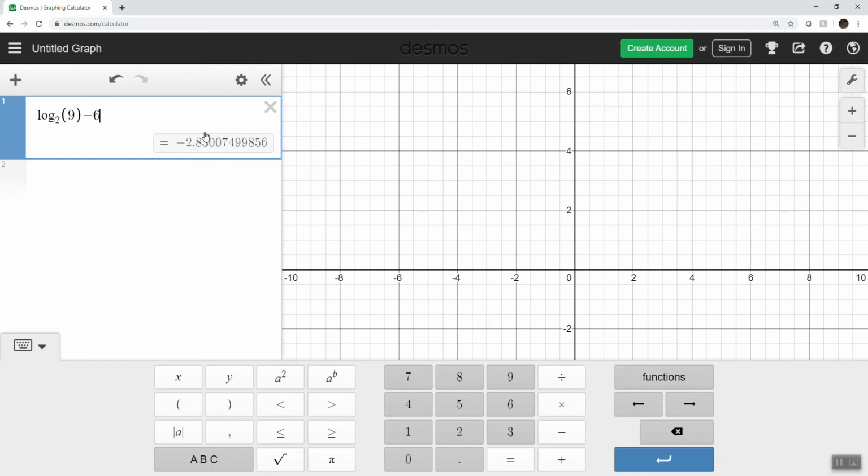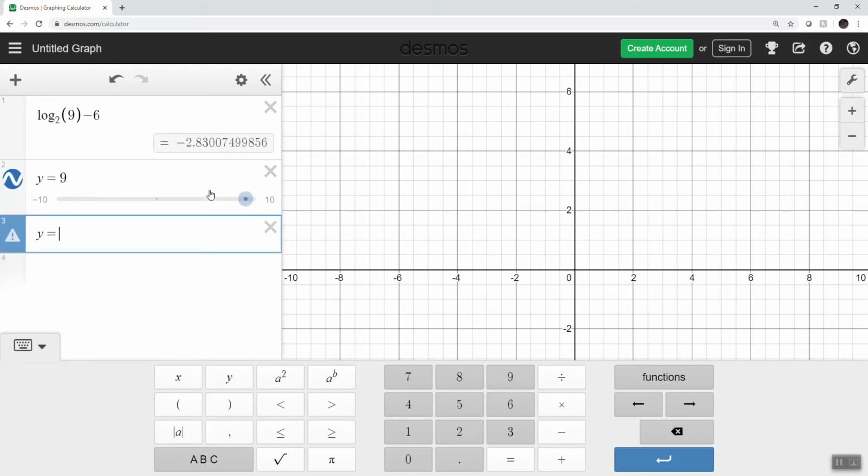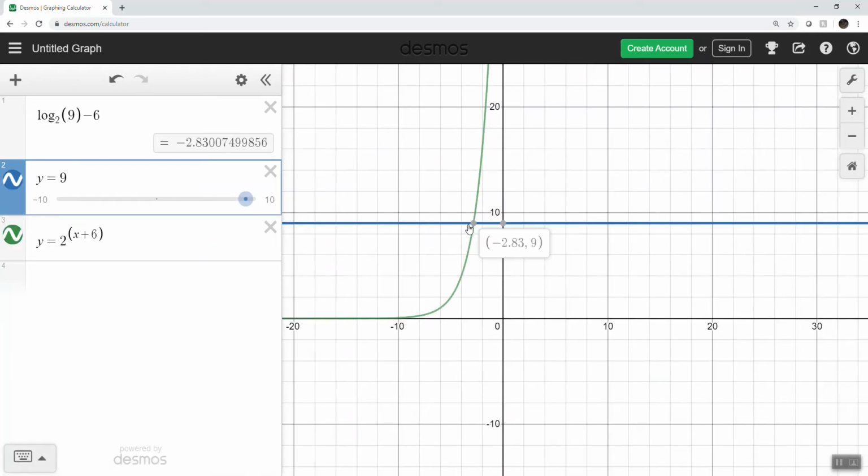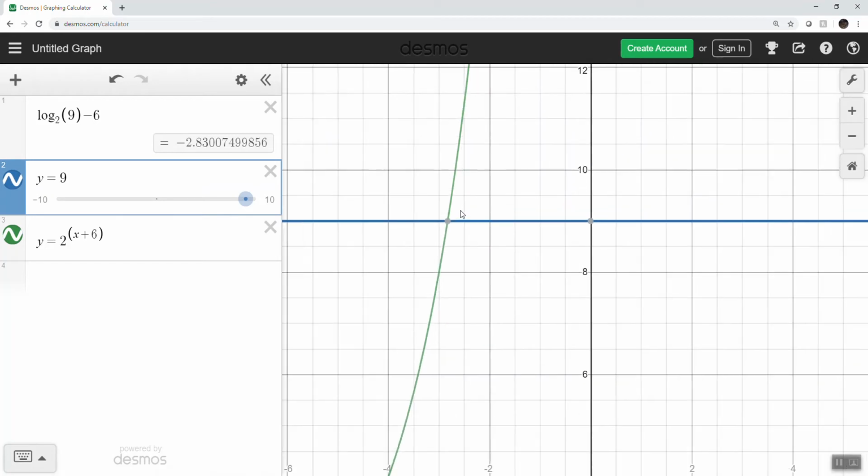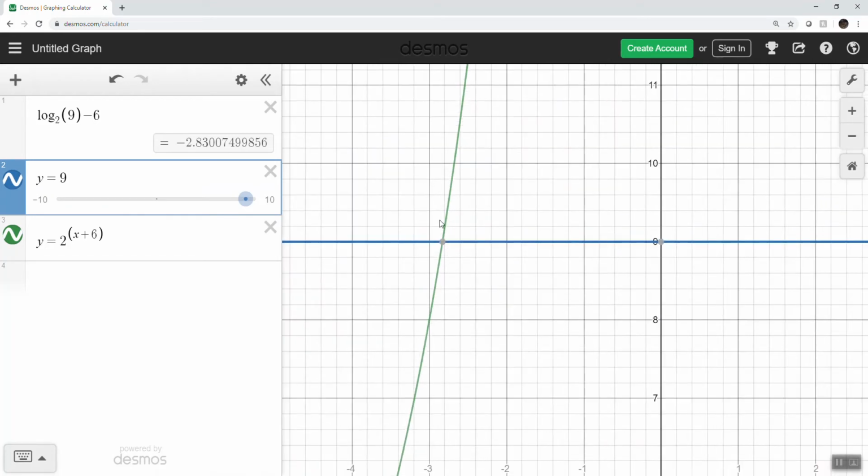I also want to demonstrate the graphical solution method here. The graphical solution method will get us this approximation. So here I'm going to graph y equals 9, and I'm going to graph y equals 2 to the parentheses x plus 6. This is the intersection method, and I see that I get my value of negative 2.83. Same value we got with our approximation.